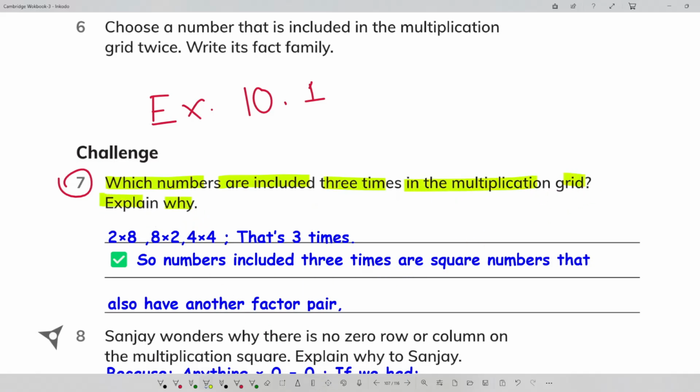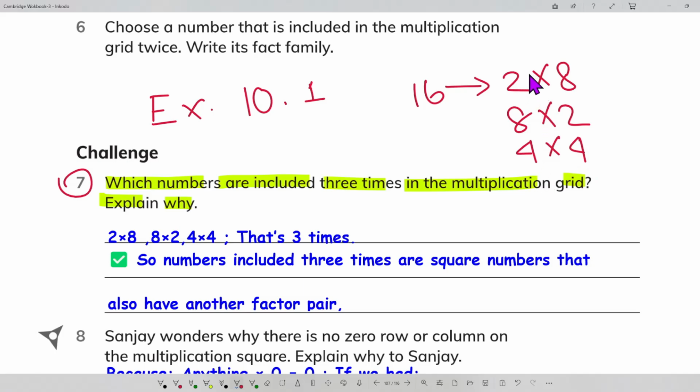Explain why. So we can consider 16. How? This 16 we can write 2 times 8. We can write 8 times 2 and also 4 times 4. So the tables of 2, 8 and 4 we can use. So here our question is why?